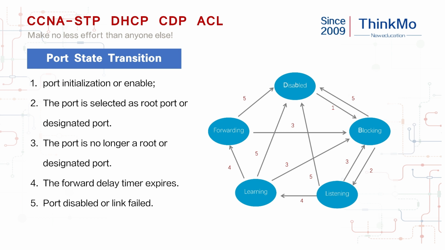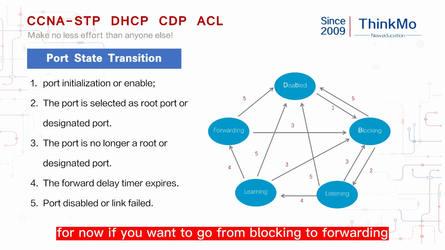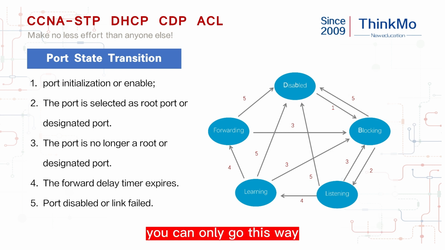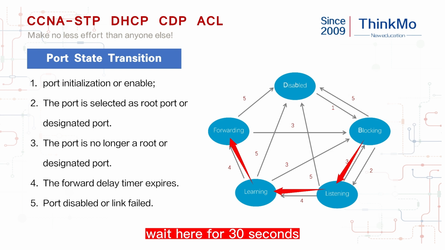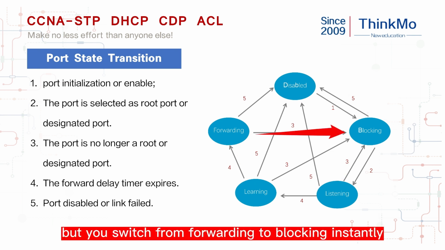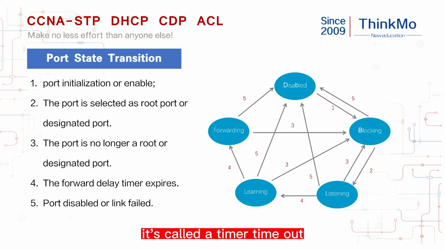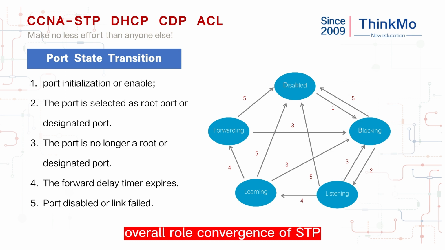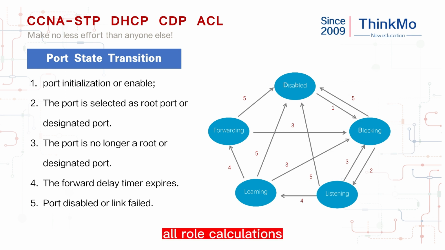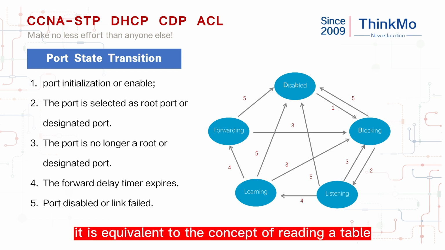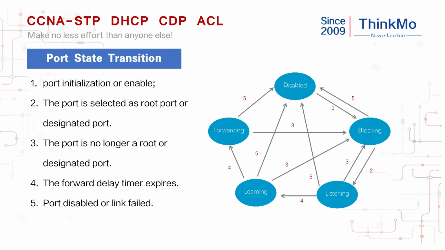Let's take a look. For now, if you want to go from blocking to forwarding, you can only go this way. Wait here for 15 seconds. Wait here for 15 seconds. That is 30 seconds in total. But you switch from forwarding to blocking instantly. There is a word here called forward delay. It's called a timer timeout. Overall root convergence of STP, all calculations are based on forward delay. It is equivalent to the concept of reading a timer. Switch when the seconds are enough. Switch all the way to the final state to complete the forwarding.